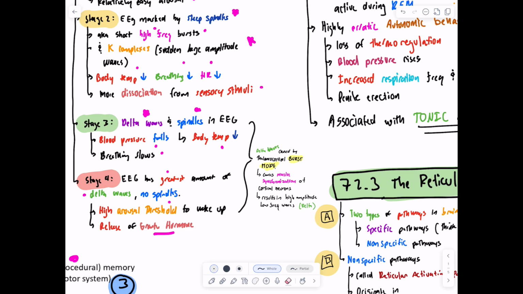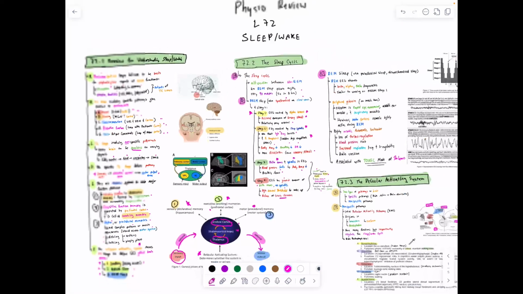You have the burst mode that's associated with sleep, and then you have the tonic mode, which is associated with rest. And so burst mode causes mass synchronization of cortex neurons. And if they're all in sync, they're going to have high amplitude, low frequency waves, and those are delta waves.